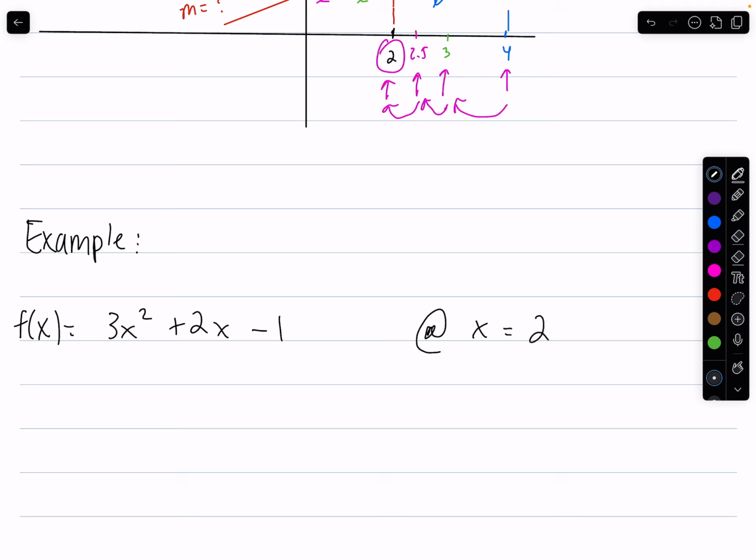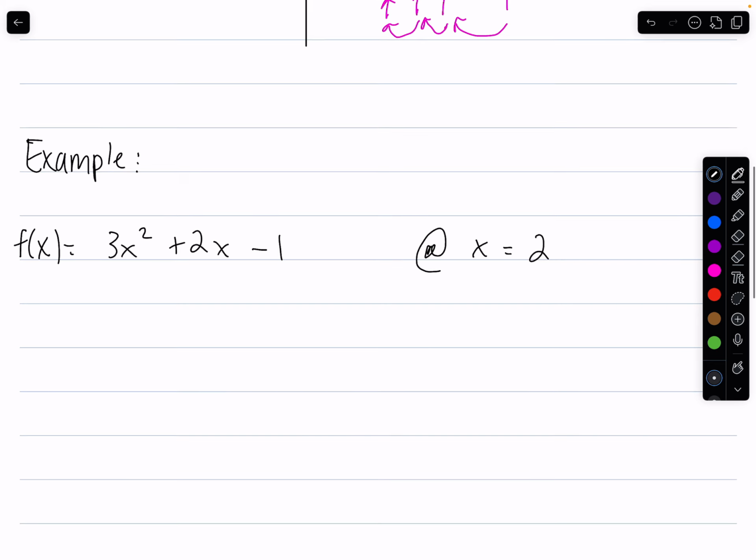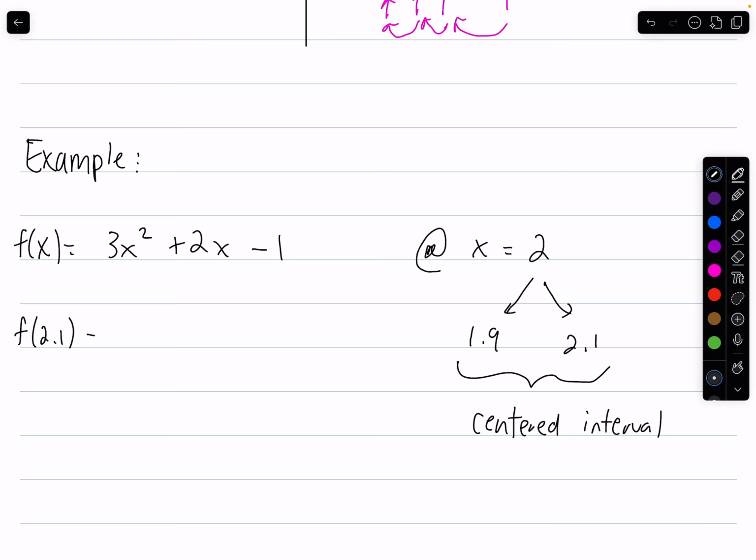So one way we can really do this is we can find the slope at a point after 2 and a point before 2. So we're going to use 1.9 and 2.1. So remember from the last lesson, this is called a centered interval. Okay, we're doing a centered interval method. So what we're going to do is we're going to say f at 2.1 minus f at 1.9 over 2.1 minus 1.9. So we know 2.1 minus 1.9 is 0.2.